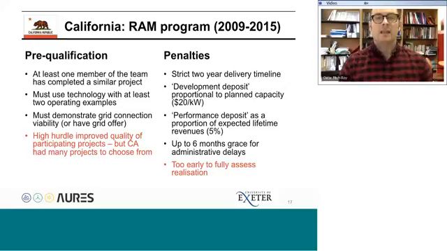But it appears that in California, a belt and braces approach to ensuring project performance was taken.